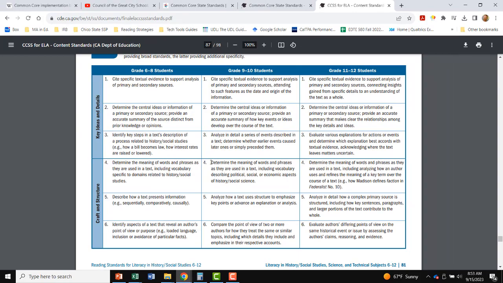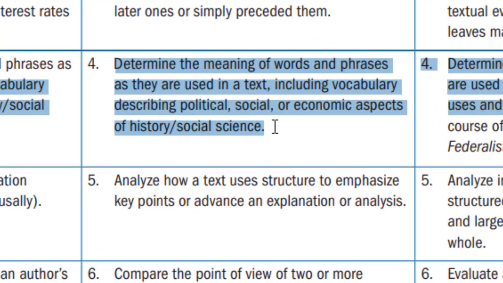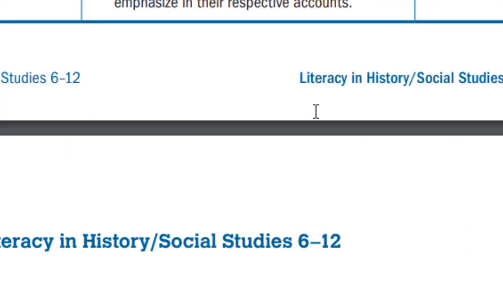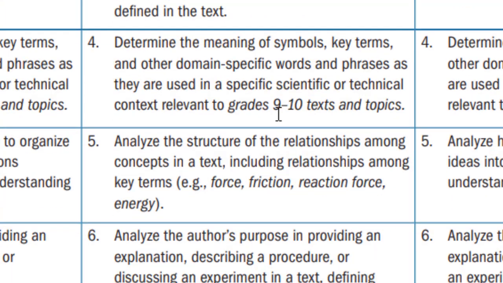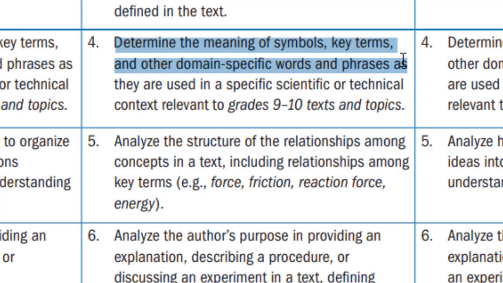Here's a key standard that actually exists in many technical subjects, determining the meaning of words and phrases as they are used in text. So I'm going to scroll down now to the technical areas and show that the format is similar, key ideas and details, and craft and structure. And for many technical subjects, determining the meaning of key symbols, terms, and other domain-specific words is something that students need to be able to do, to read music, to read a blueprint, to read a nutrition label, to read a floral plan. All of those things include symbols and key terms that need to be used in the relevant topics for grades 6 through 8, 9 through 10, or 11 through 12.